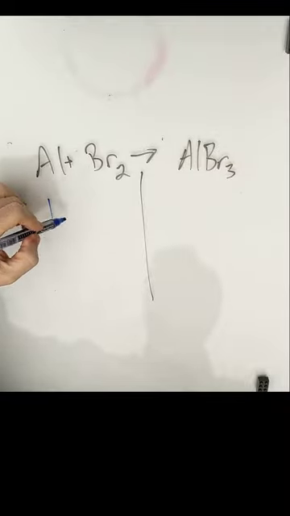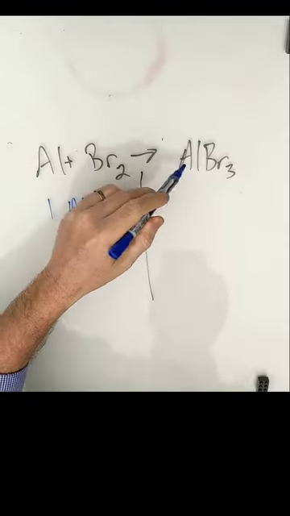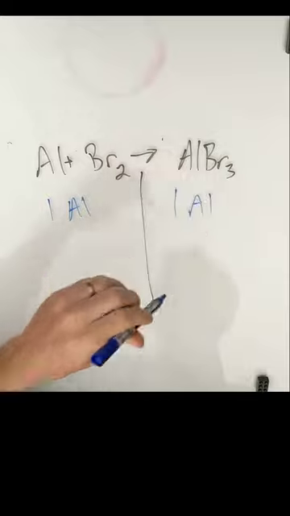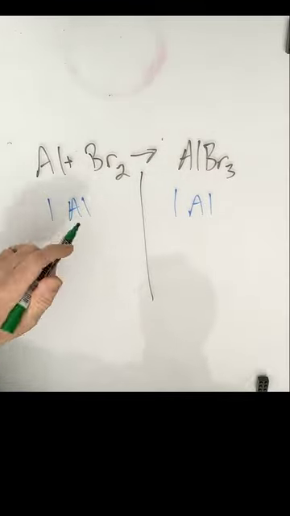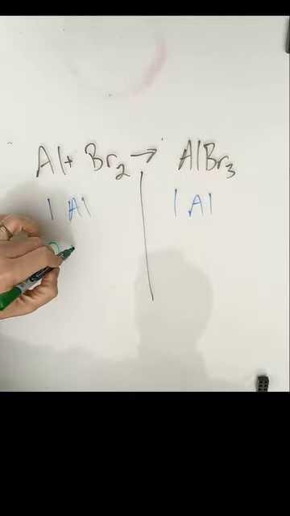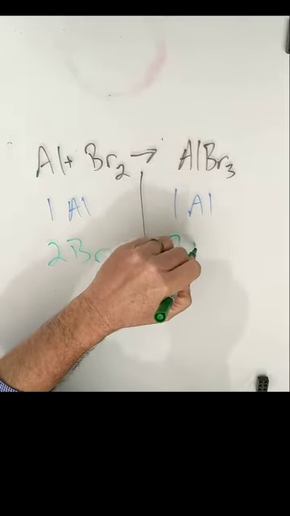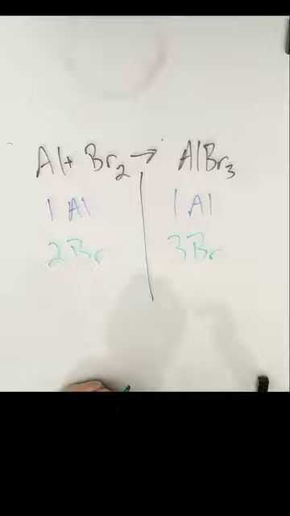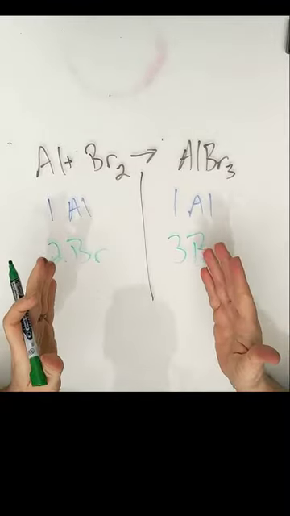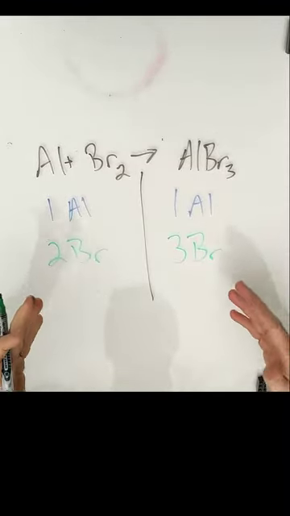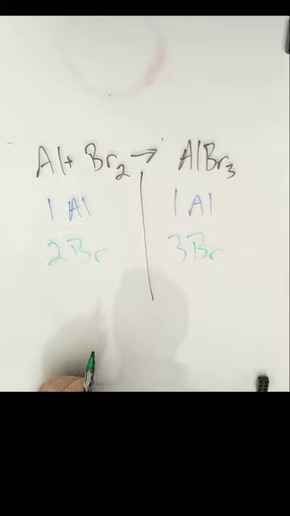So we have one aluminum on this side, and we have one aluminum on this side. On the left, we have Br2, so that's 2 bromines. And on the right, we have 3 bromines, Br3. Okay, so the aluminum is all set. But the bromine is 2 on the left and 3 on the right, which again breaks the first rule.